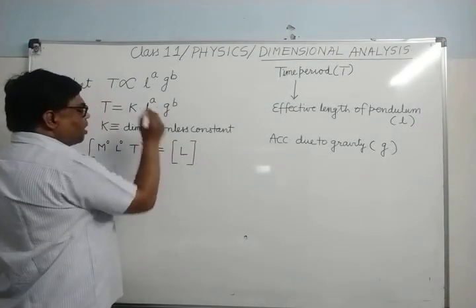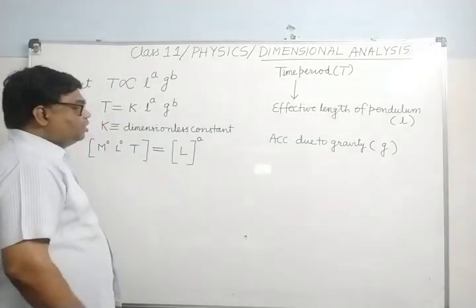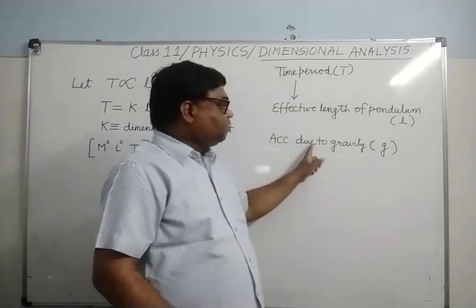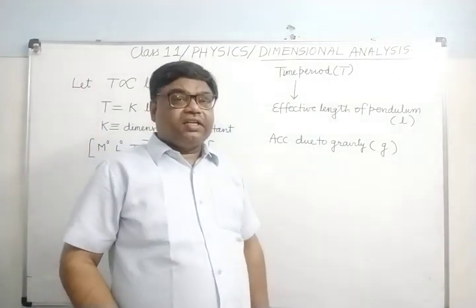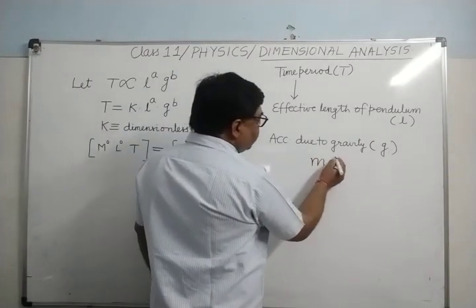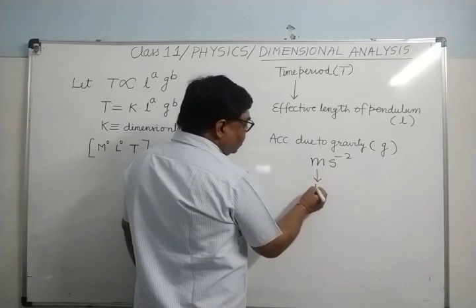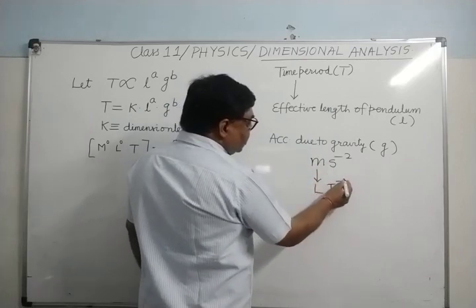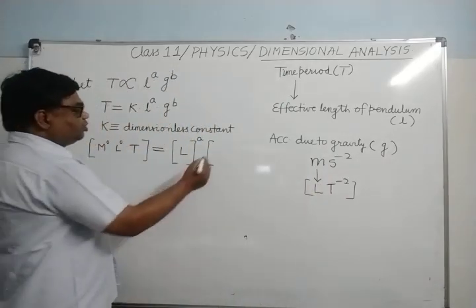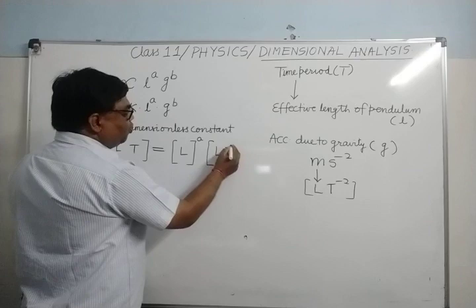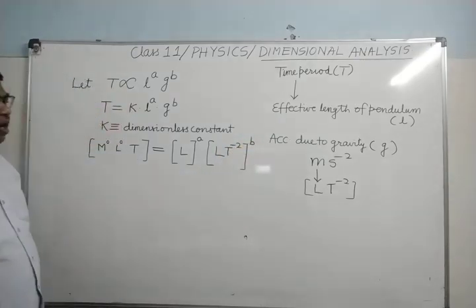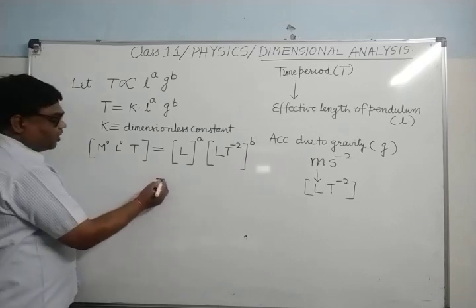Here the power is A. Then g, the acceleration due to gravity. What is the dimensional formula of acceleration? It is LT^-2. You know the unit is meter per second square; meter means L, second means T, so LT^-2. I have already told you these symbols, so if you have not watched the previous videos, you must watch them. The power is B. Now simplify this side.